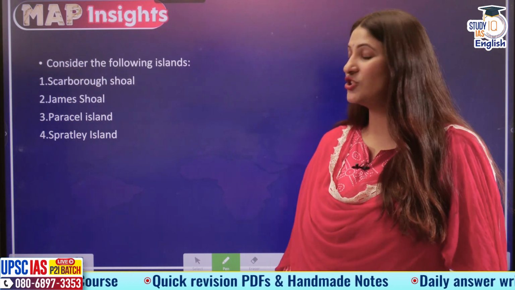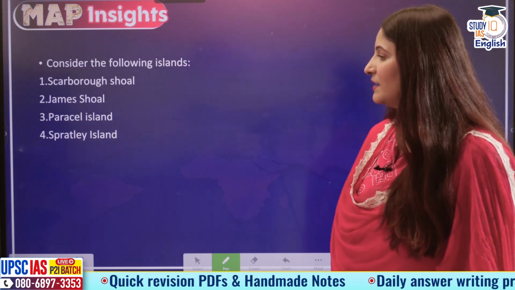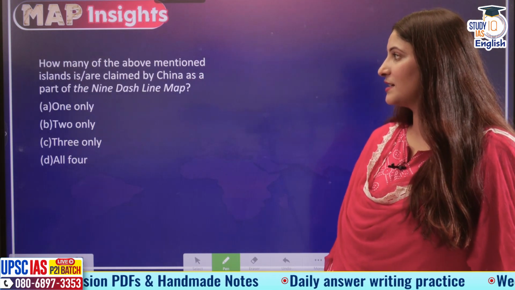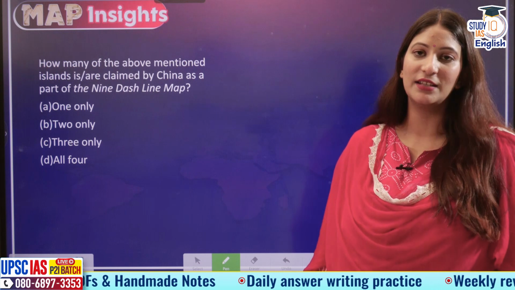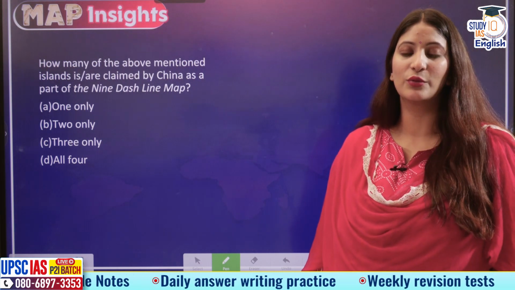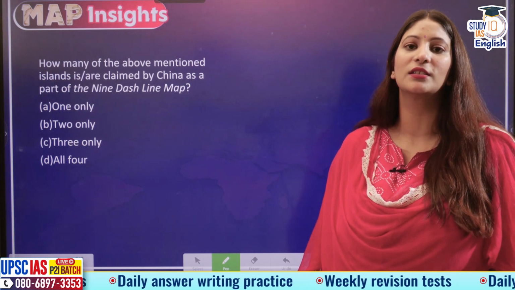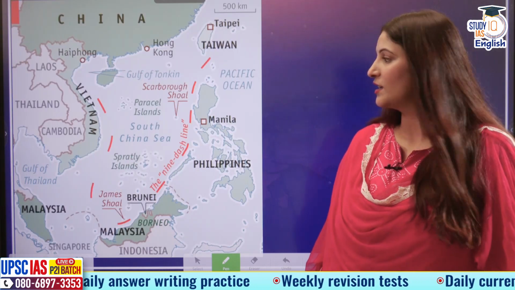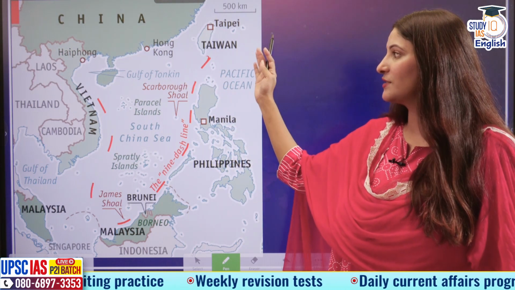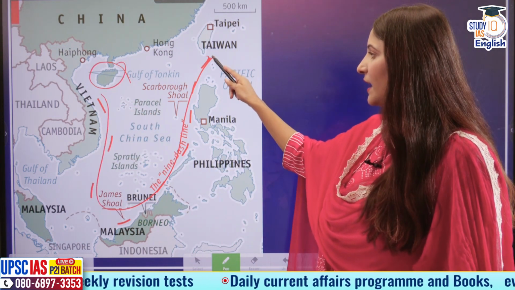Scarborough Shoal, James Shoal, Paracel Islands, Spratly Islands. So how many of the above mentioned islands are claimed by China as a part of the 9-line map? The 9-line map is a map through which China claims almost the entire South China Sea. And it is made up of 9 dashes in a U shape. That is why the 9-line map. It extends from the Hainan region and as you can see goes till Taiwan.